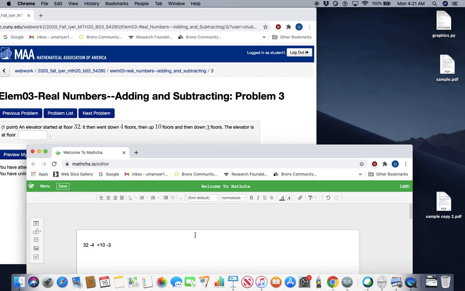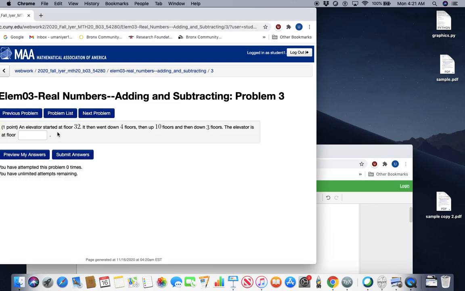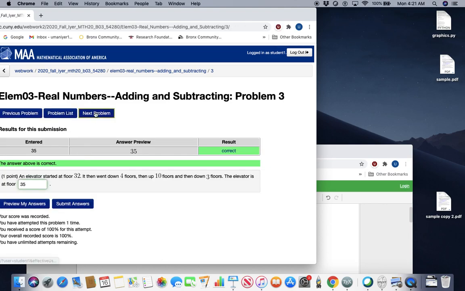All right, so let's start from the beginning, right? 32, you start at floor 32, go down 4, so now you are at 28, and then you go up 10, that gets you to 38, and then you go down 3, so that gets you to 35. Okay, next problem.